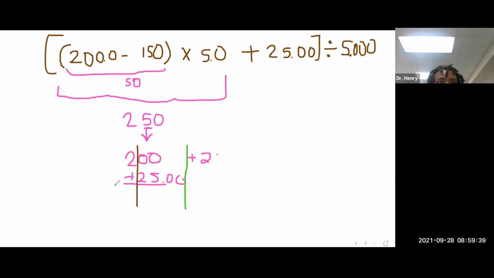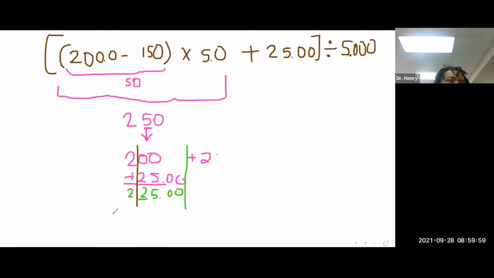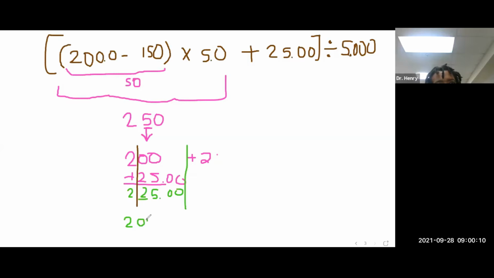Okay, so we add this up. We get 225.00. And what number am I going to use to determine whether I'm rounding up or leaving it alone? The second 2. So am I going to round it up or leave it alone? Leave it alone. So my answer is going to be 200. Now all of this here is going to be 200.